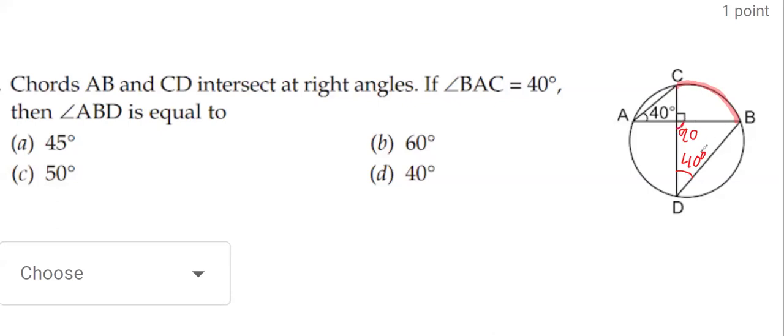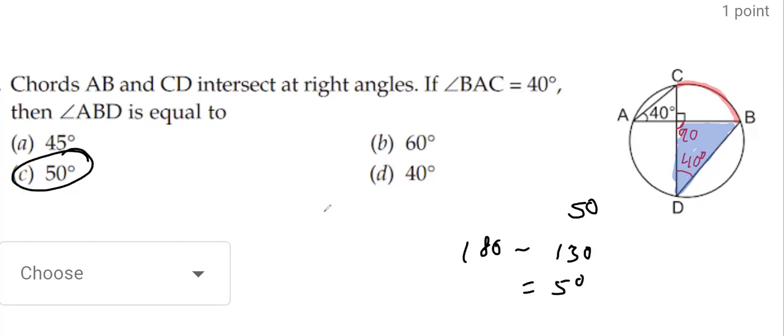If this is 90 and this is 40, we can apply angle sum property in this triangle. That is, sum of three angles of a triangle is 180 degrees. So applying this property, the third angle will come out as 50 degrees, right? Because 90 plus 40 is 130 and 180 minus 130 is 50 degrees. So C is the correct answer for this question.